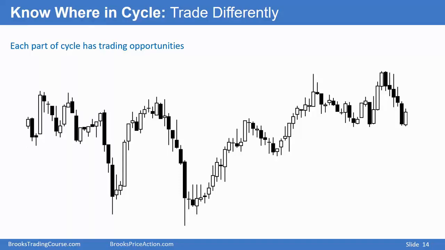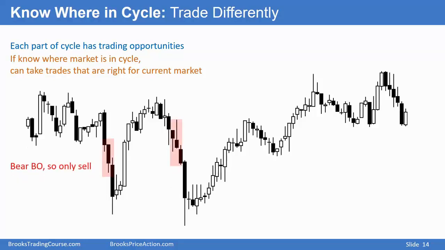And it's important for me to look at a chart and be able to figure out what the market is doing right now. And that determines how I trade. So when I see this or this, am I buying? No, it's a strong bear breakout. I'm only going to sell. Only about 10% of the bars on a chart are in a strong breakout. And 90% of the bars on every chart are either in a trading range or in a channel.